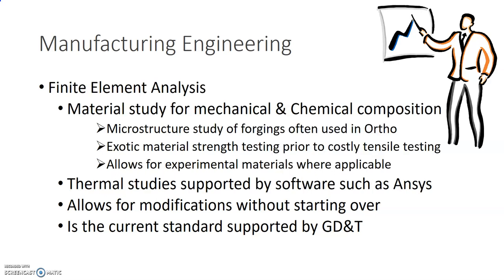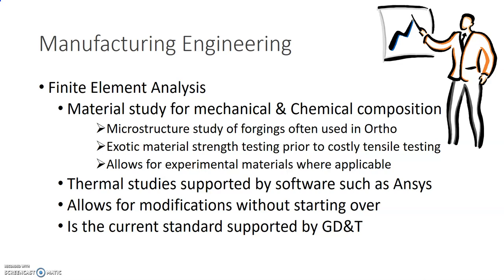Manufacturing engineering also includes finite element analysis and material study for mechanical and chemical composition. More often than not, you need to make sure that your materials have passed inspection. And that can be not only the raw material, but also the microstructure or the compacted material once it's gone through a forging operation. That's what's typically used in knee and hip screw press type operations for the orthopedic industry.